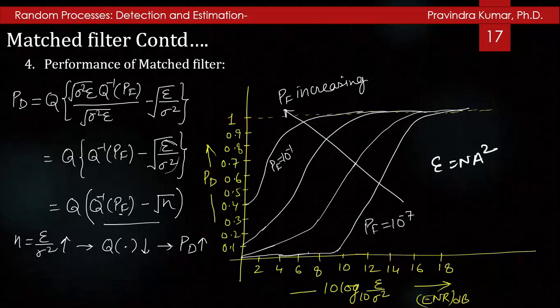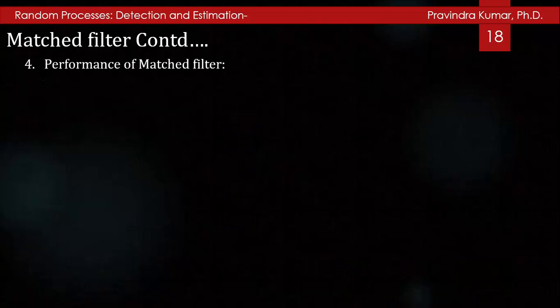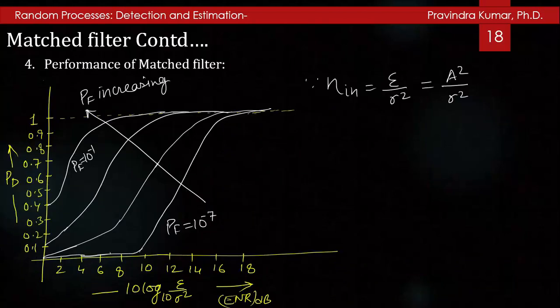So the ENR, energy to noise ratio, epsilon by sigma square, will be increased by either increasing the signal level A or the signal duration N, the number of samples, for a DC signal. The shape of the signal does not affect the detection performance, since the input SNR is epsilon by sigma square, which is equal to A square by sigma square.